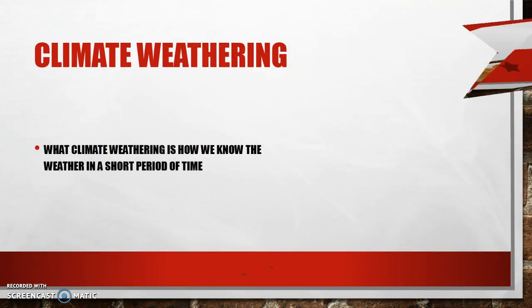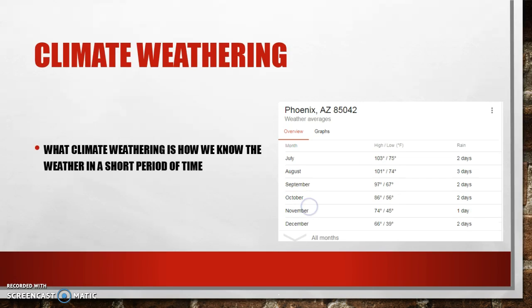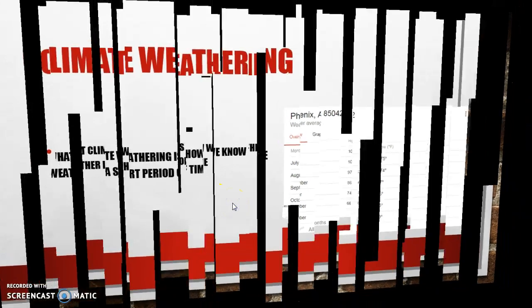Alright, climate weathering. Climate weathering is how we know the weather in a short period of time, like how we look on our phones and see what happens with the weather. In the picture on the right, you see a real-time photo of the weather around the area in Phoenix, Arizona. It tells you the temperature, the lows and highs, and whether it rains or not. So that's what climate weathering is.